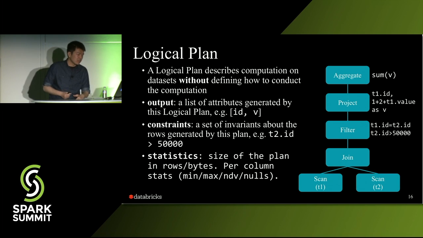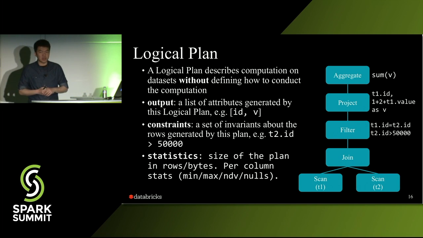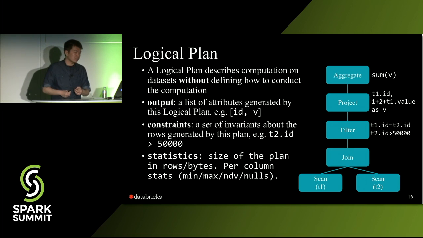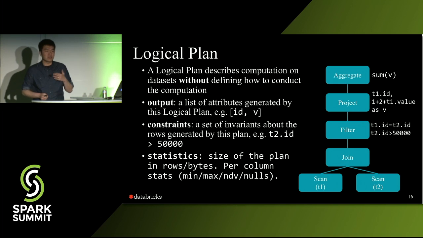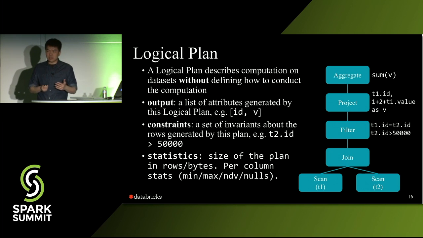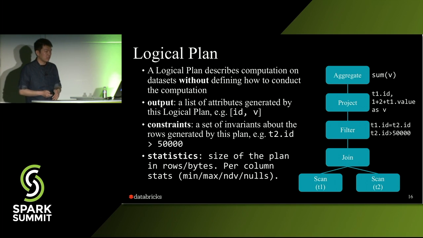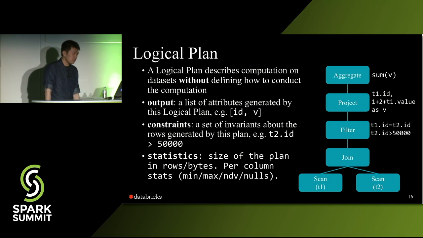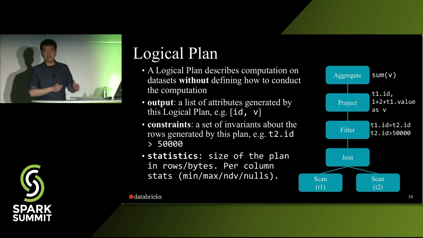And finally, we have statistics built into the logical plan, and the statistics can describe the size of the plan in rows or bytes. We also have per-column statistics, for example, the max value, min value, number of distinct values, and the number of null values. So this is a logical plan, the first kind of query plan.